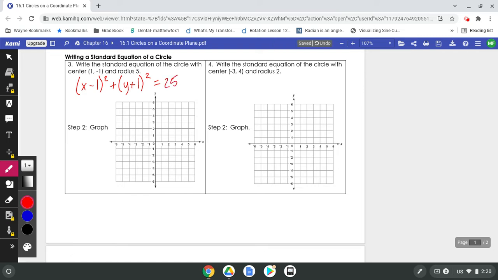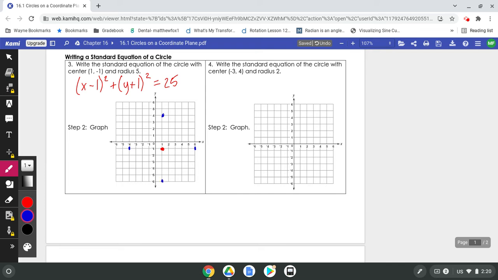Now to graph this, we start by plotting that center point, (1, -1), right here. And we know that the radius is 5. So if I go 5 to the right, that's where the edge of the circle will be. 5 up, the circle will also be there. 5 left, the circle will be there, and 5 down, the circle will be right there.